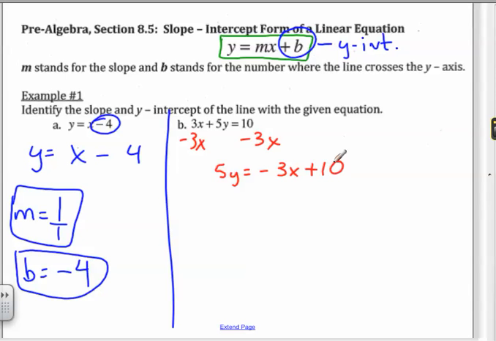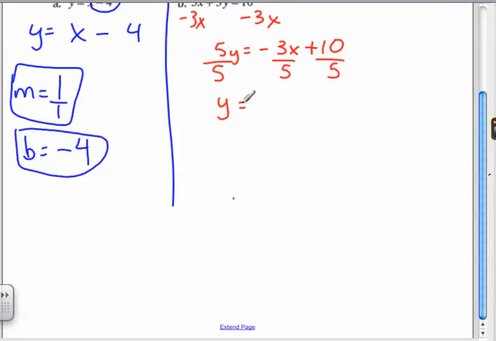Okay? Now, can anyone tell me what I need to do next to get this thing in function form or in slope-intercept form? They're the same. They're synonymous. Nico, what do I do? Divide everything by 5. Divide this, divide this, divide this. So that's going to give me y is equal to negative 3 over 5x plus 2.